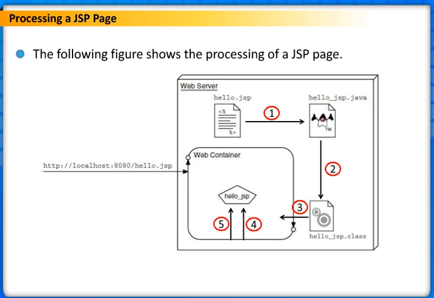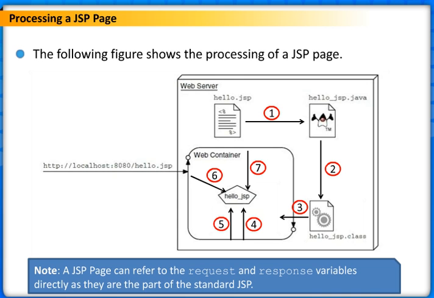The web container initializes the servlet by calling the JSP init method. The initialized servlet can now service requests. With each request, the web container can call the JSP service method for the converted JSP page. When the web container removes the JSP servlet instance from service, it first calls the JSP destroy method to allow the JSP page to perform any required cleanup. It is important to note that a JSP page can refer to the request and response variables directly, as they are the part of the standard JSP.